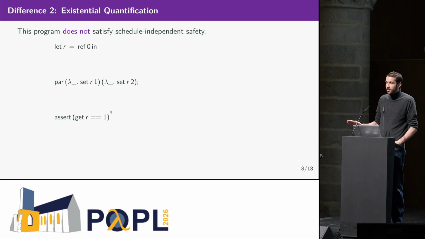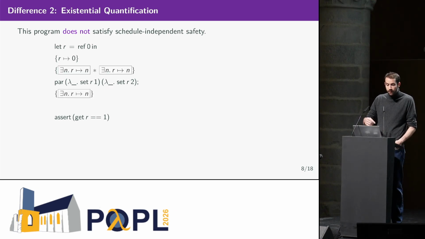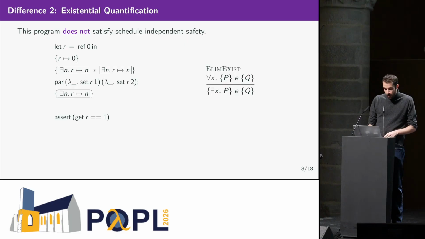So Musketeer is a sound logic, so where does the proof fail? We can allocate the points-to, we have invariants, as I said, so we can allocate the invariant, and even verify the two parallel sets. But then you get to a point where you need to eliminate the existential quantification. That is, you are in this state, you know that there exists an n such that R points to n, and then you want to verify E for any possible witness of the existential quantification. And Musketeer does not allow you to do that. So that is where the proof fails: we do not have a rule to eliminate the existential.